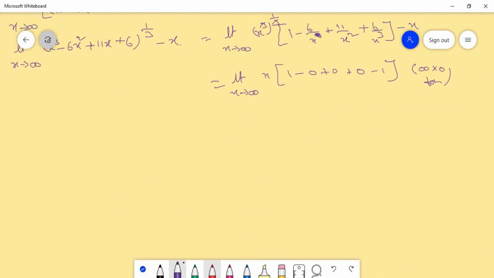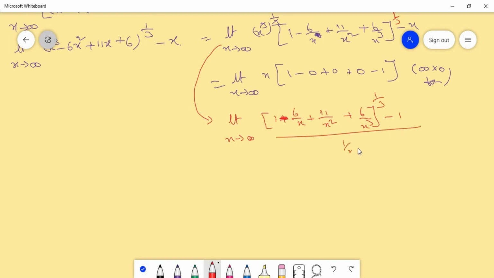So from this one I am taking limit x tends to infinity of 1 plus 6 by x plus 11 by x square plus 6 by x cube, whole power 1 by 3, minus 1, whole divided by 1 by x as it is.